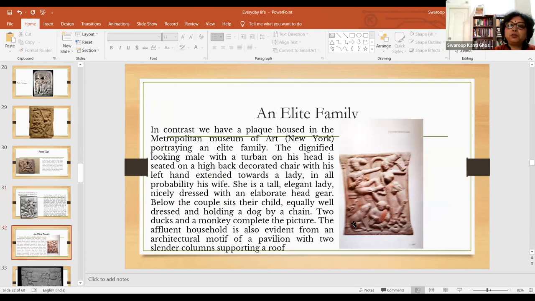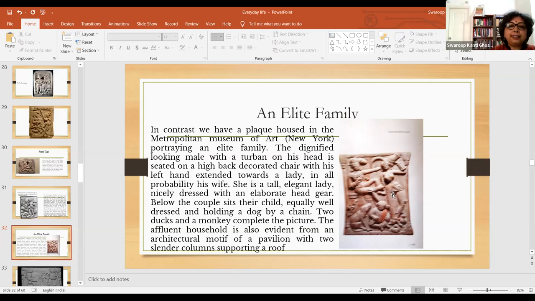in the Metropolitan Museum of Art, the Met Museum in New York. You can see from the very depiction that it portrays an elite family. The dignified looking male with the turban on his head is seated on a high back decorated chair with his left hand, here you can see his left hand, extended towards a lady, in all probability his wife.